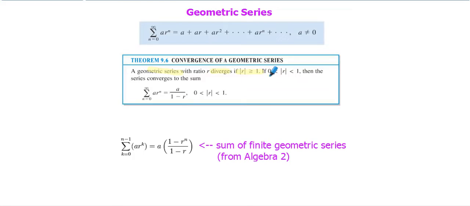A geometric series where the absolute value of r is between 0 and 1 will converge. But in addition to the fact that it converges, we can figure out what it converges to. It will converge to a over 1 minus r. You need to memorize this formula. a is the first term, and r is the common ratio.